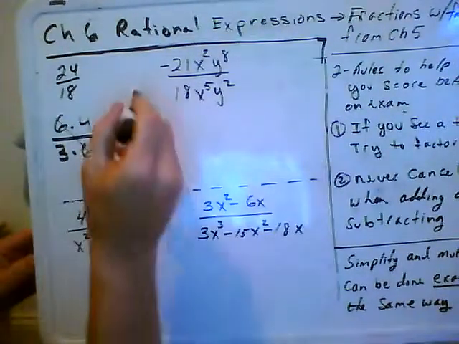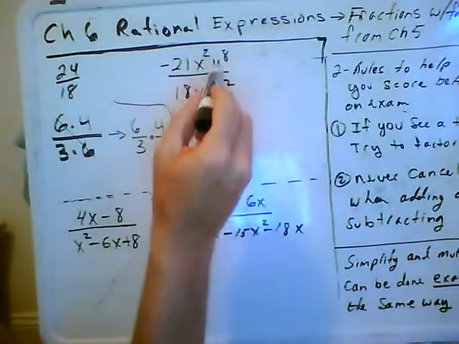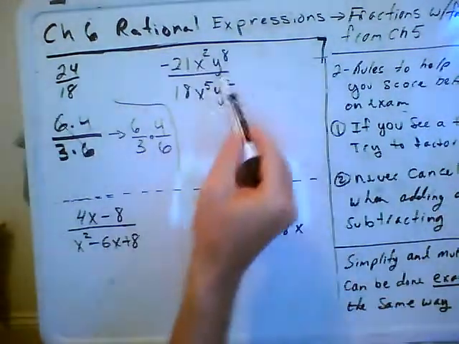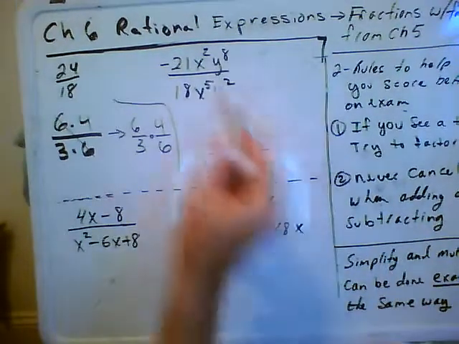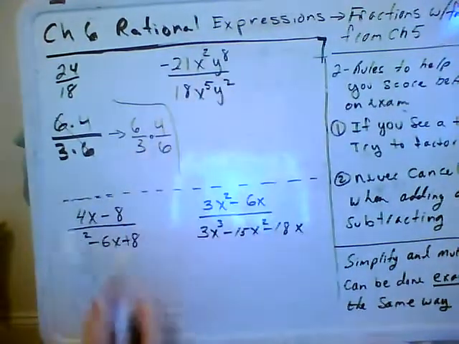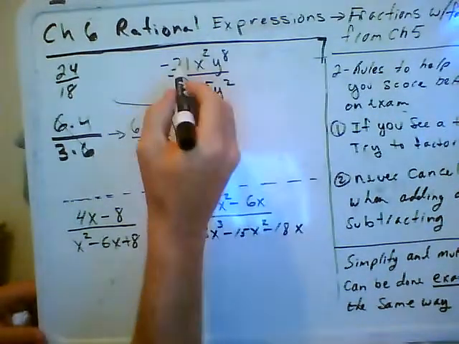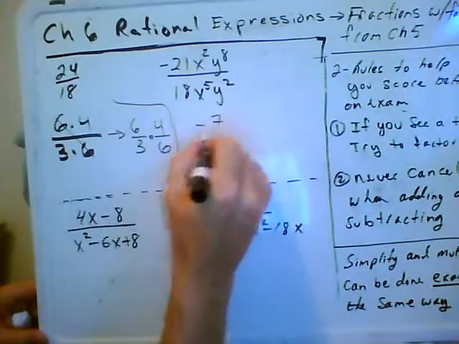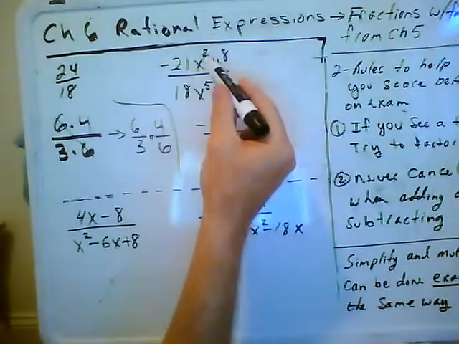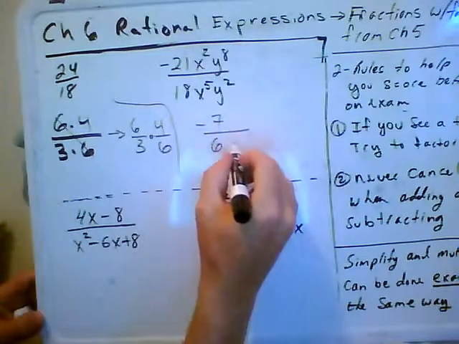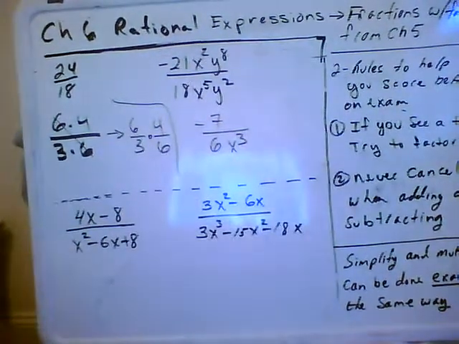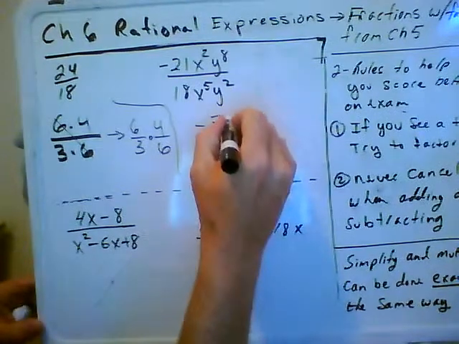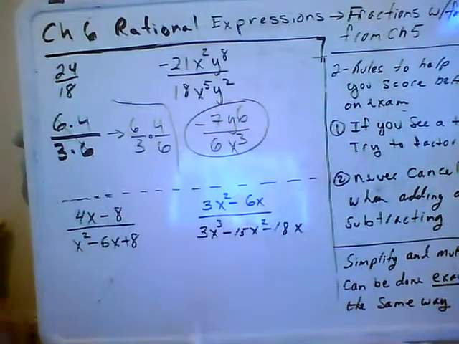Now, let's take this next problem. We have minus 21x squared, y to the 8th, over 18x to the 5th, y squared. Now, if you see a plus or minus, try to factor. Well, there's no pluses or minuses. And never cancel when adding or subtracting. Well, we're not adding or subtracting. There's not more than one term. So we can actually just go straight to canceling. So 21 divided by 18, those are regular numbers, and there's a 3 in both of those. So that'll be minus 7 over 6. And then there's 2 factors of x on the top and 5 factors of x on the bottom. That's going to leave us with 3 factors of x on the bottom. Now here there's 8 factors of y on the top and 2 factors of y on the bottom. So that's going to leave us with 6 factors of y on the top, and that's our final answer.